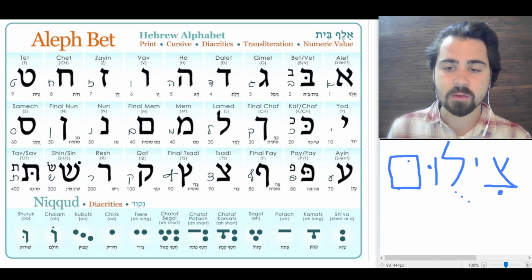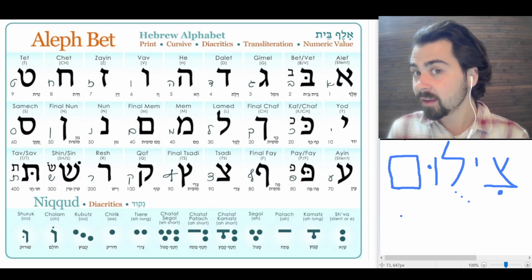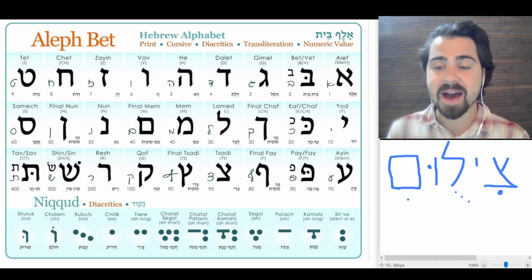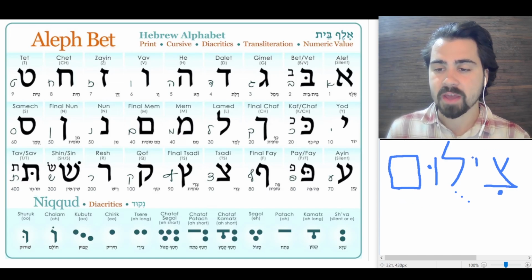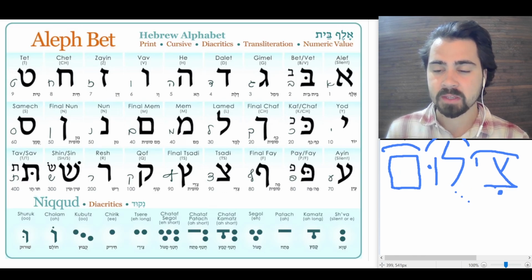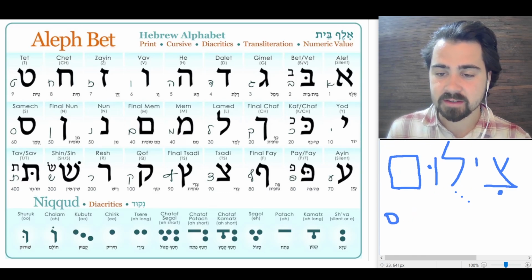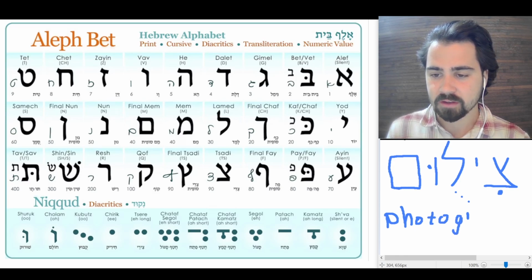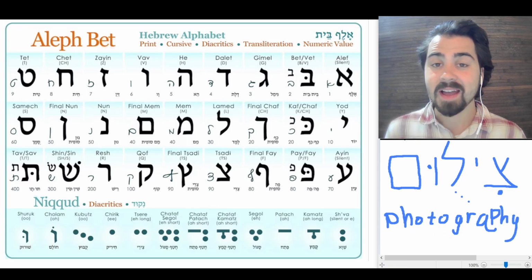And then finally, what do we have here? Is this a samech? No, this is a final mem. Sound m. So we have tzi, lu, m. Tzilum. Tzilum means photography. Photography. Tzilum.